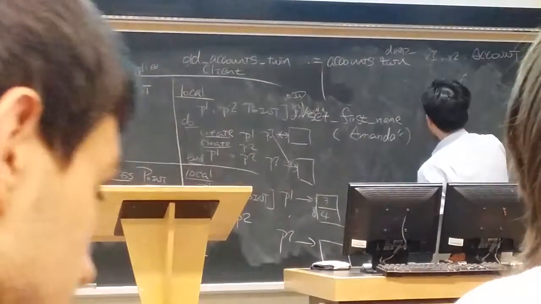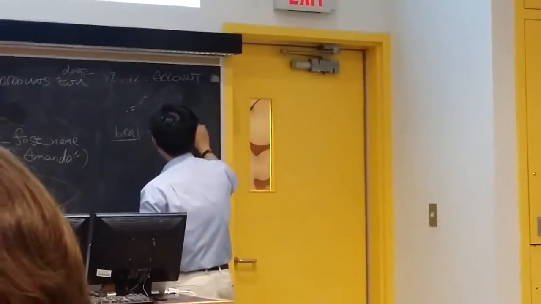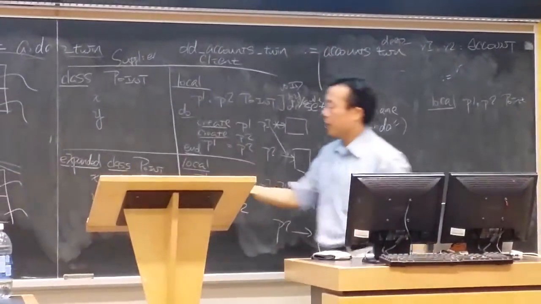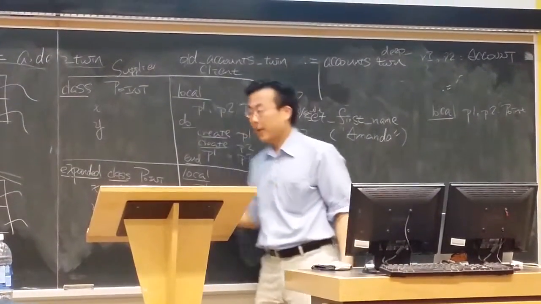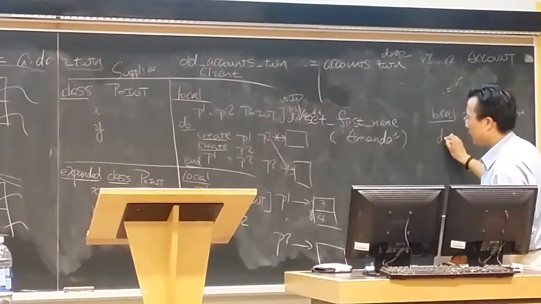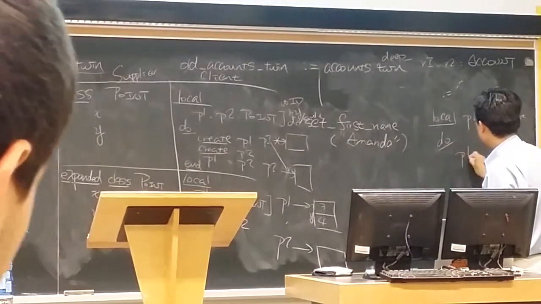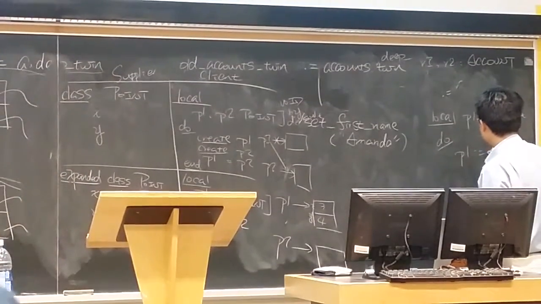So now we can say local P1, P2 of my point. Because this point is actually the point here, it's expanded, so it will be non-void by default. So you can say do, and then we say P1 is assigned to be P2.